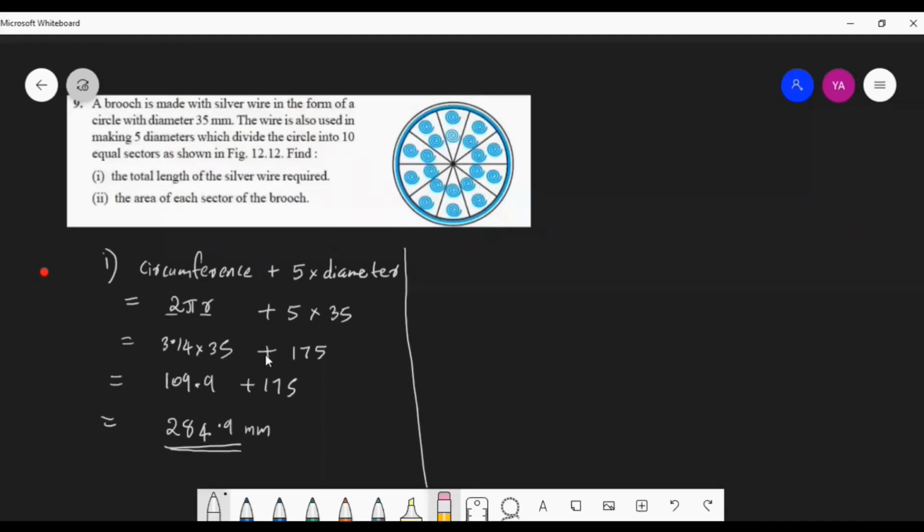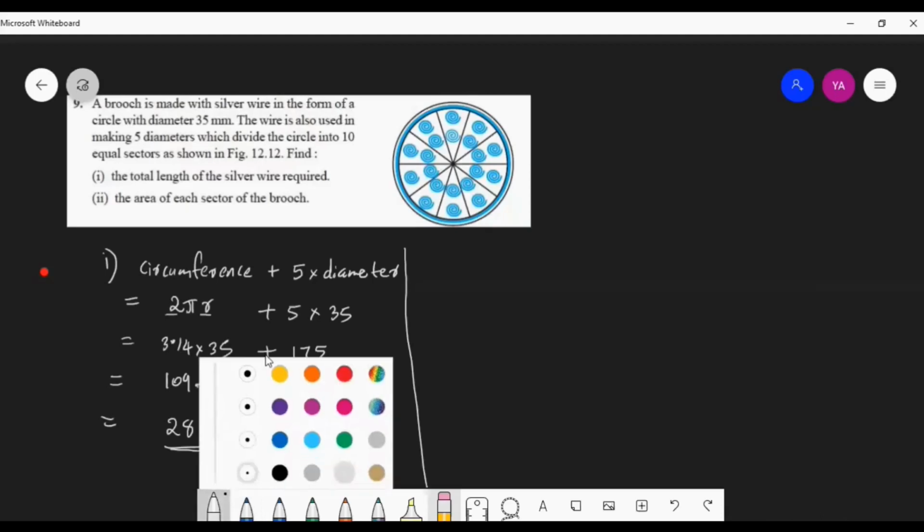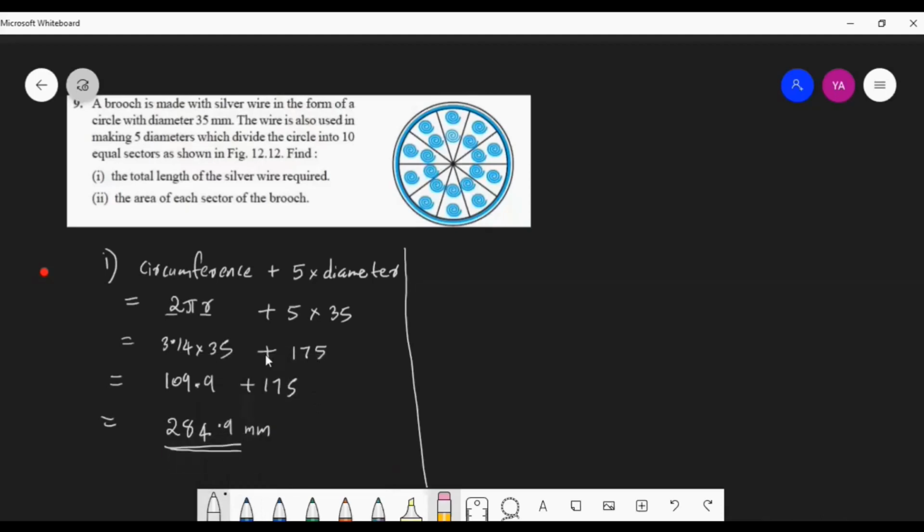And next we do the area of each sector of the brooch. To find the area of the sector, we want to get two things: the radius and the angle of the sector. So what will be the radius? What will be the angle? I shall draw one sector here. So what is the radius? Radius is half the diameter, right? So what is half of 35? 17.5. Or you can write it as 35 by 2.